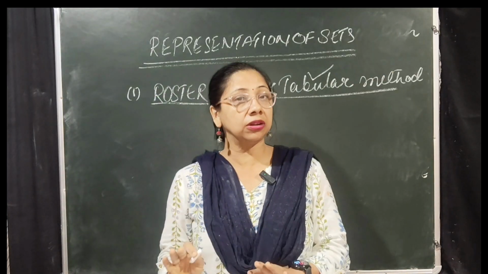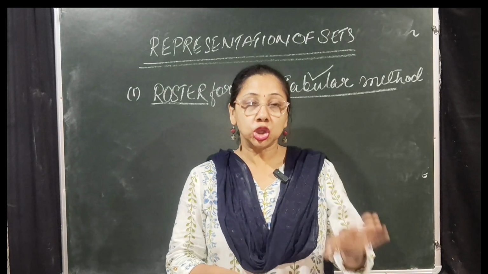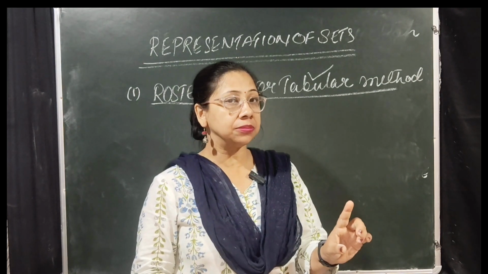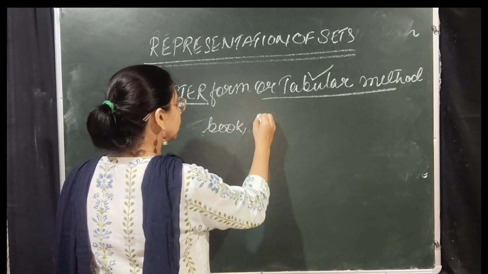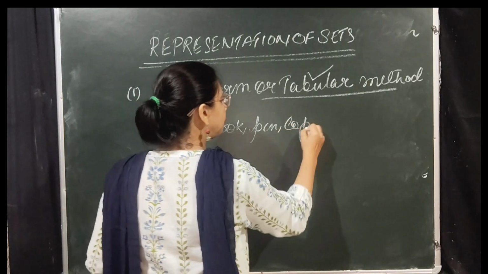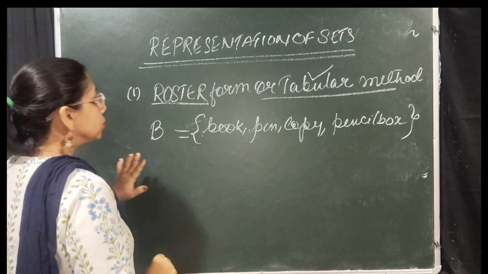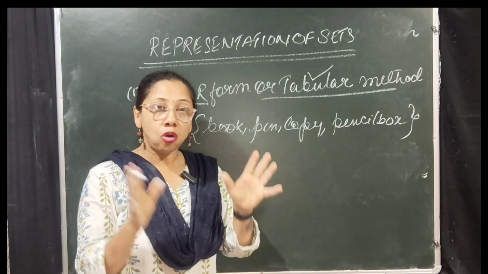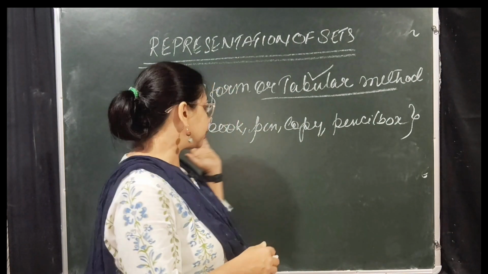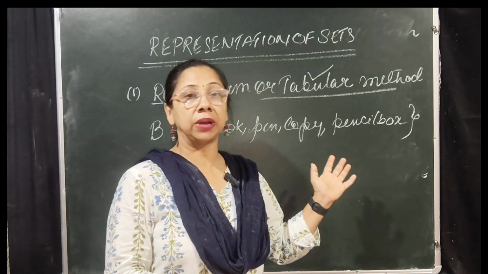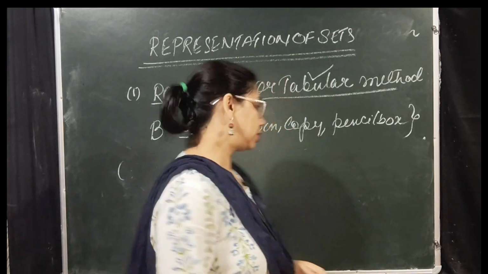Suppose you are sitting at a study table with a pen, a book, a copy and a pencil box. If I want to represent all these items as a set, what do I have to do? I will write book, pen, copy, write them inside curly brackets and I'll give it a name, suppose B. So, when we exhibit all the items of a required collection, then that method is known as tabular method or roster form.